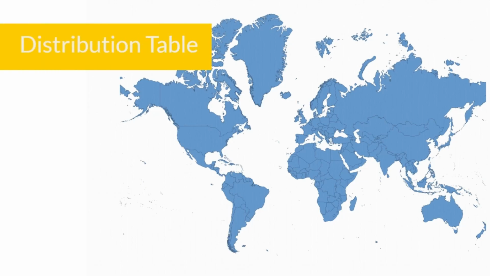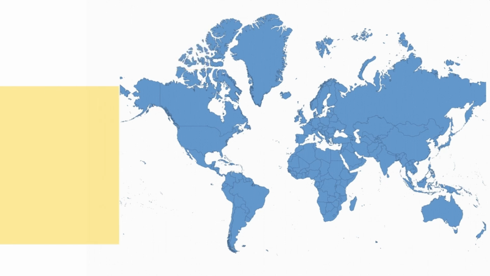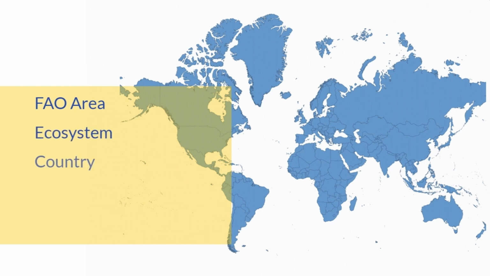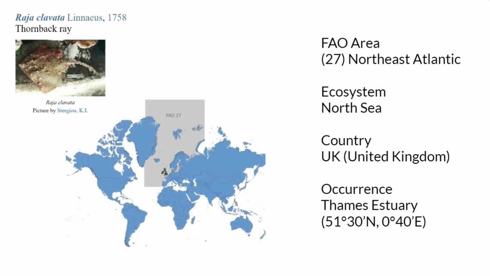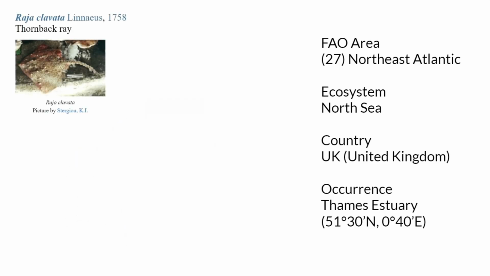Learn about where a species can be found. In our database, the distribution of a species is assigned according to FAO area, ecosystem, country, and occurrence, along with data on its areas of introduction. Let's take the example of the thornback ray, Raja clavata.